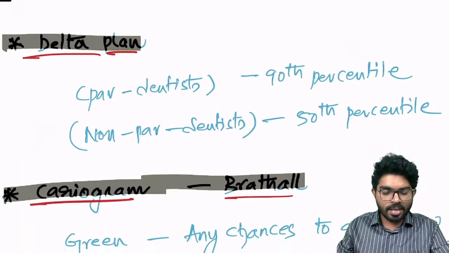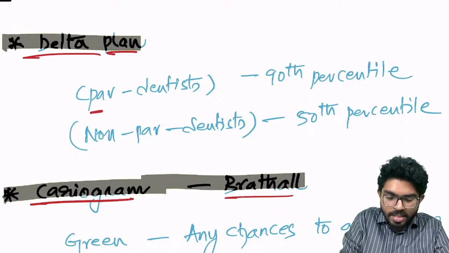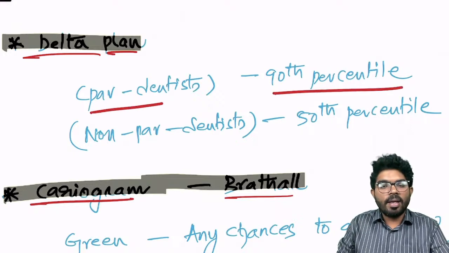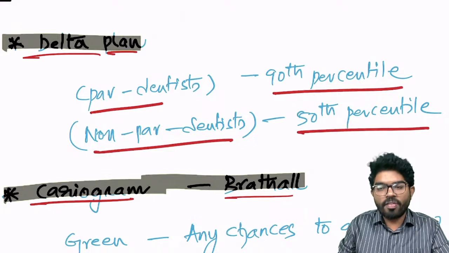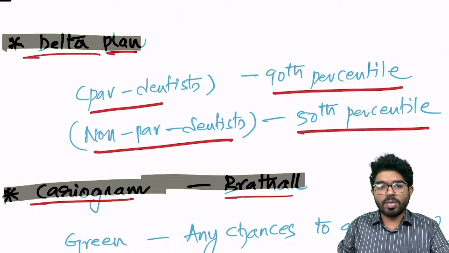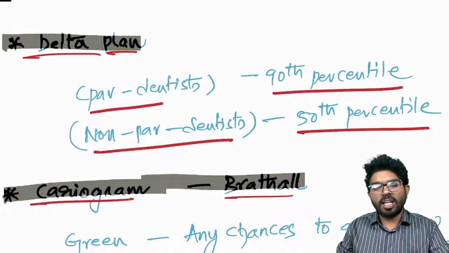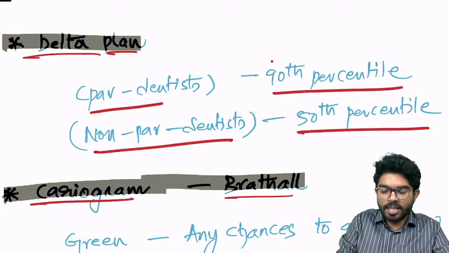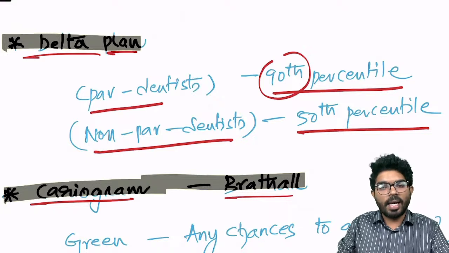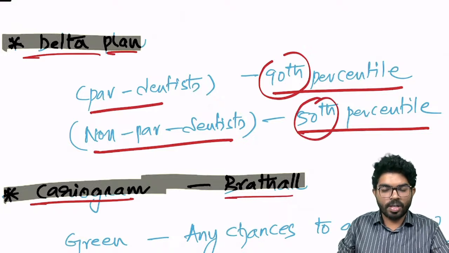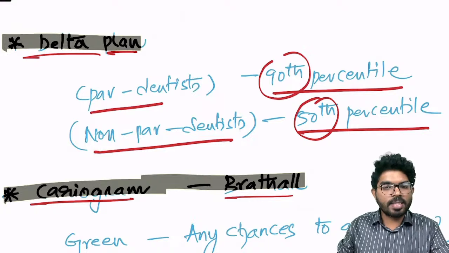Okay, Delta Plans. Normally a participating dentist is going to have the 90 percentile, whereas a non-participating dentist is going to have the 50 percentile. So don't get confused. This question has been repeated so many times in NEET. They're going to ask you how much is the percentile for a participating dentist. The participating dentist is going to have the higher percentage, that is 90 percent, whereas the non-participating dentist is going to have 50 percent.